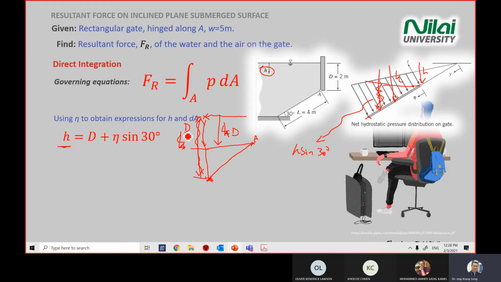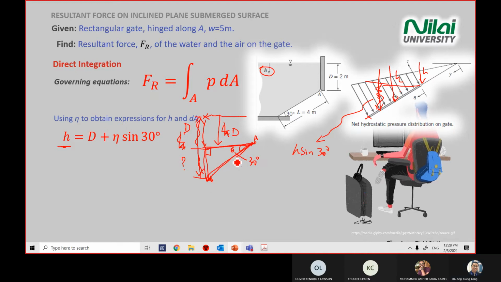So this height, how do you find the H from here to here? You take the D plus something here. So how do you find the height of this one? You use the trigonometry equation. There's an angle here, and this angle is 30 degrees. So this is the triangle that we are focusing on. So how to find this height?